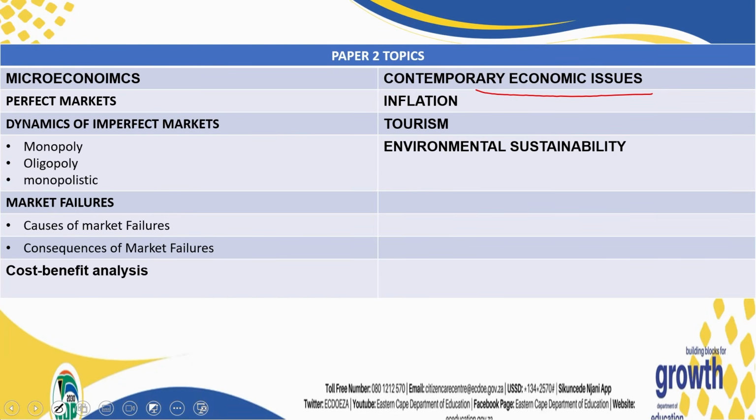With microeconomics, we have got perfect markets, we have got dynamics of imperfect markets, where we'll be looking at monopoly, oligopoly, and monopolistic competition. We also have got market failures, where we'll be basically looking at the causes of market failure, the consequences of market failure, and we also have got cost-benefit analysis. On the side of contemporary economic issues, we have got inflation, we have got tourism, and environmental sustainability. Very short and sweet section.